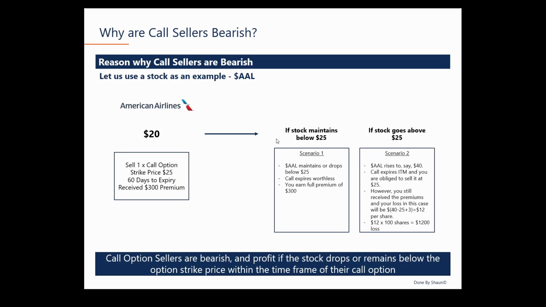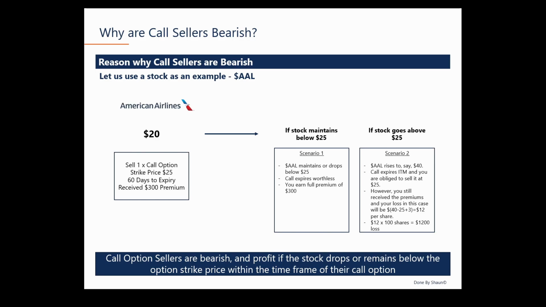Now, scenario number two is if American Airlines goes above your strike price of $25. Say it went from $20 to $40, you are still obliged to sell it away at $25 at expiry, despite being able to sell it to the market at $40 if you didn't sell a call option.